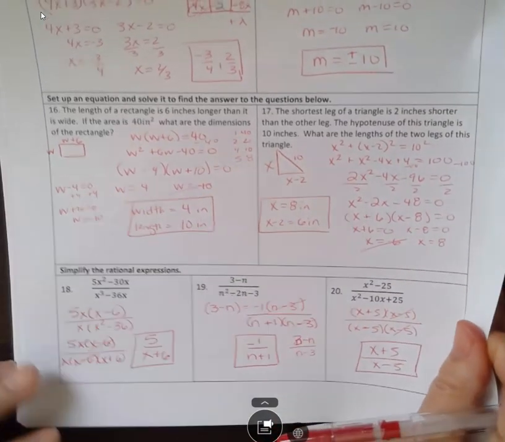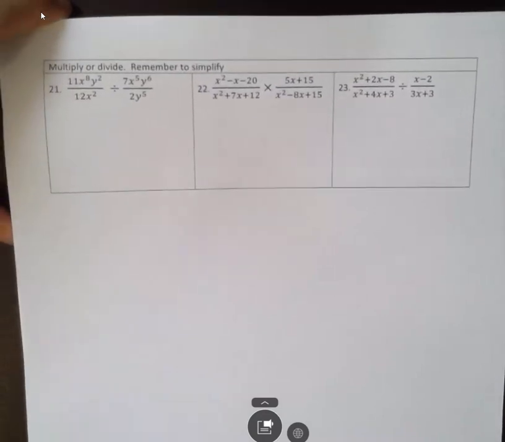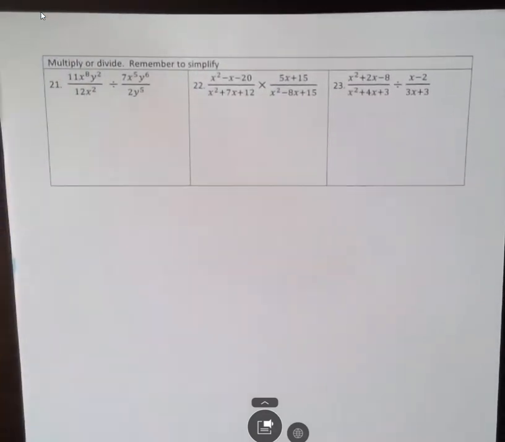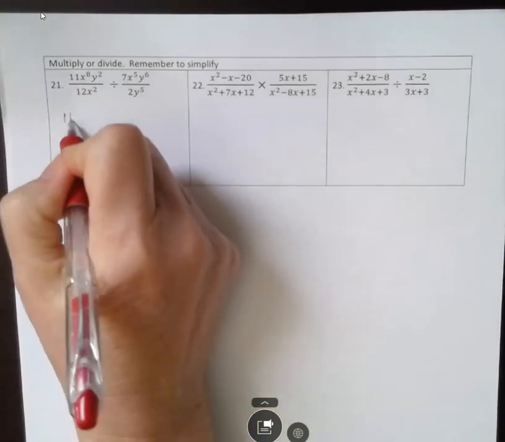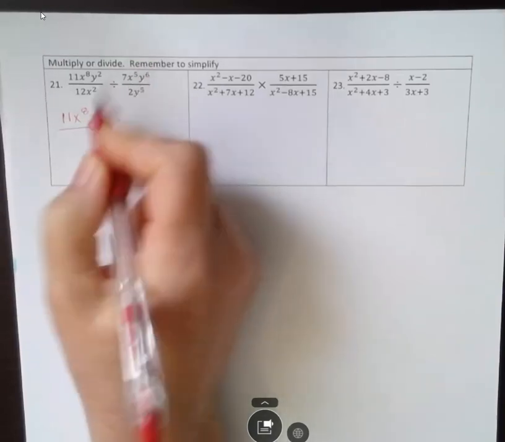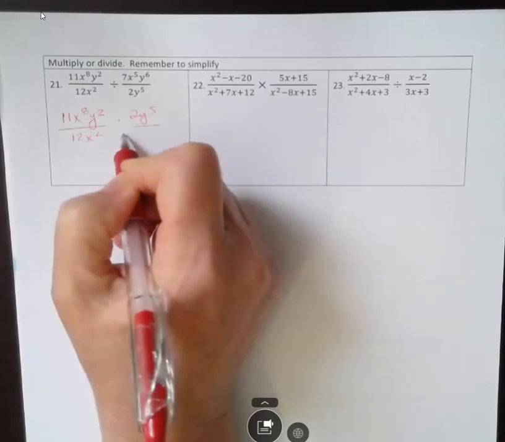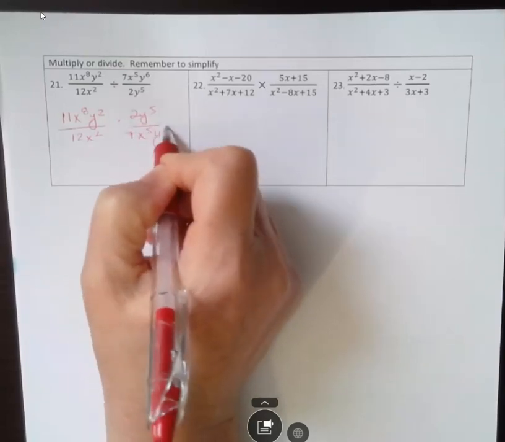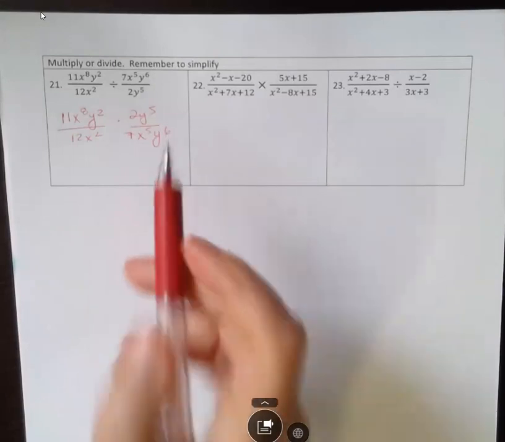The other thing you have to do on your final is to multiply and divide. It's sort of similar to simplifying, but first you multiply it out and then you fix it. So here I would just go ahead and change this to be 11x to the 8th y squared times 2y to the 5th over 7x to the 5th y to the 6th. Remember that when you divide you flip. And then you could do a couple things. You could start canceling left and right, but I'm just going to multiply across first.